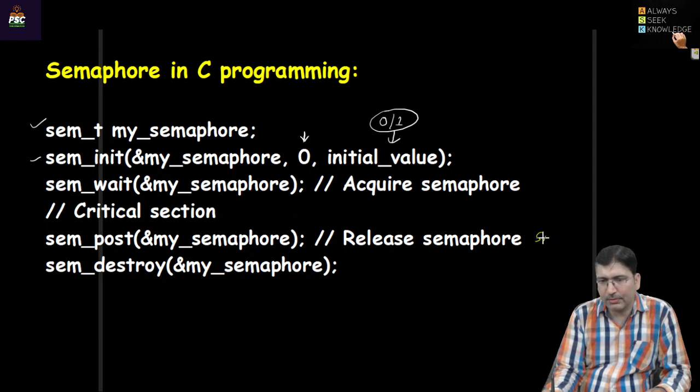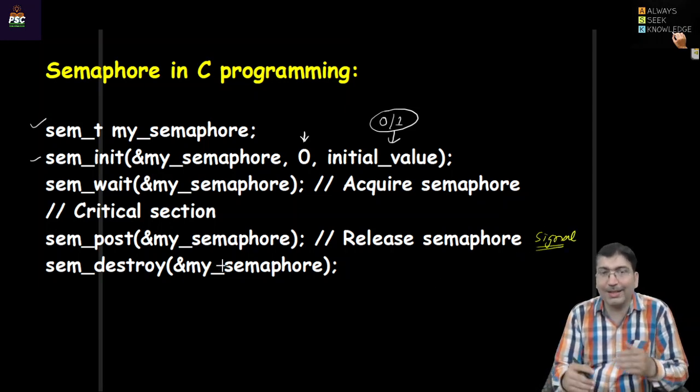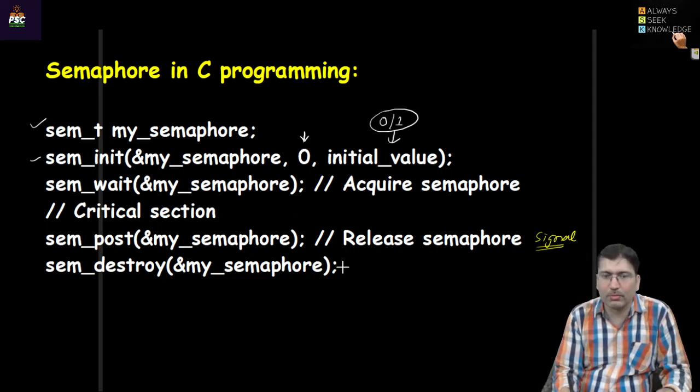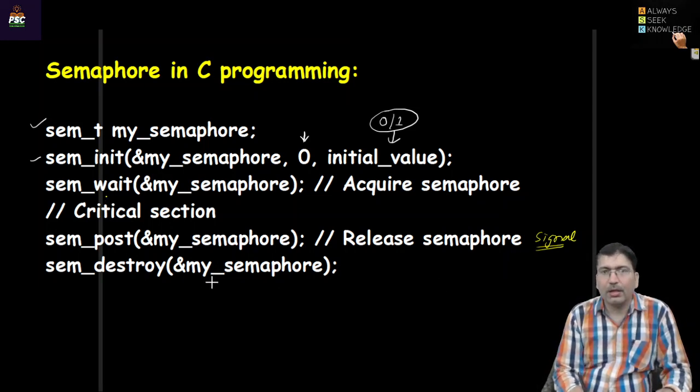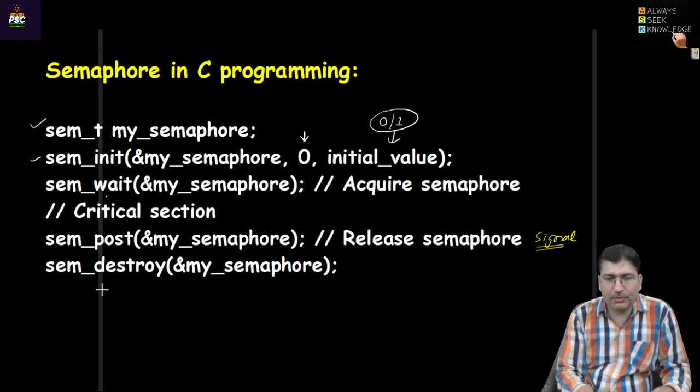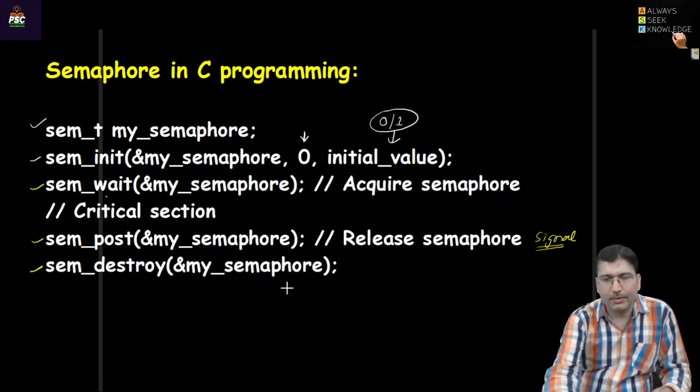Okay, so signal I have already elaborated. Signal will increment the value of the semaphore by 1. Okay, and wait decrements the value by 1. And in case we want to destroy the semaphore variable, we can use sem_destroy. So please do remember these functions. It will help you to program.